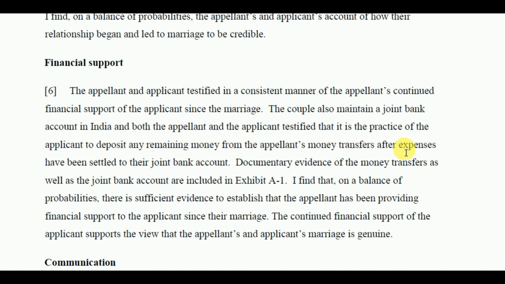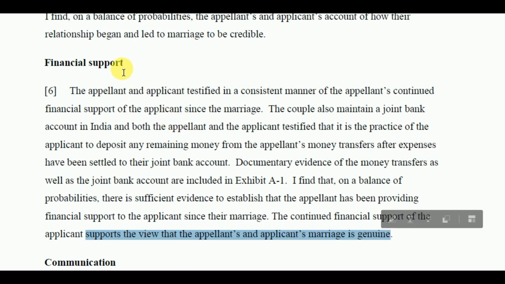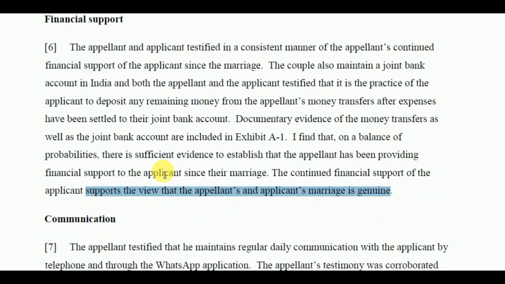So documentary evidence of the money transfers as well as the joint bank statement are included, and I find, on the balance of probabilities, that there is sufficient evidence to establish that the appellant has been providing financial support to the applicant since their marriage. The continued financial support of the applicant supports the view that the appellant's and applicant's marriage is genuine. So financial support plays a role in this. I hope you have understood this particular aspect.